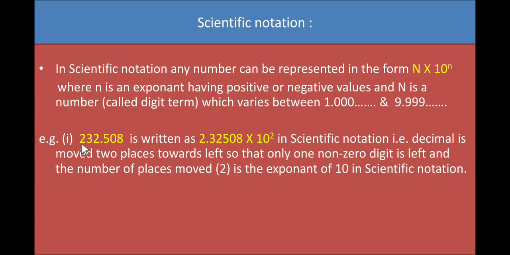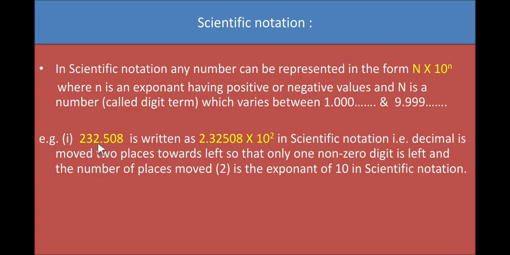For example, if the figure is 232.508, it is written as 2.32508 into 10 to the power 2 in scientific notation. That is, the decimal is moved 2 places towards the left so that only one non-zero digit is left, and the number of places moved, 2, is the exponent of 10 in scientific notation.